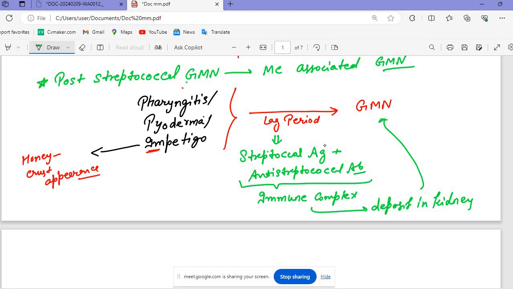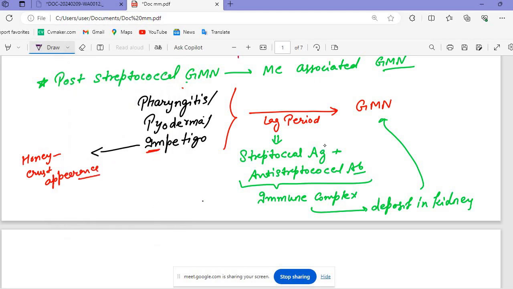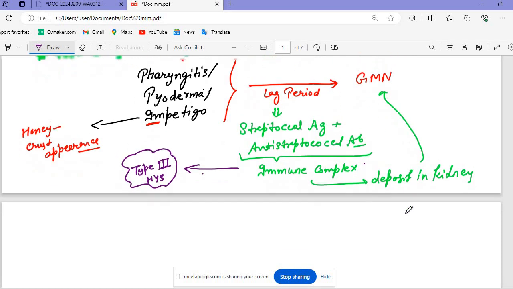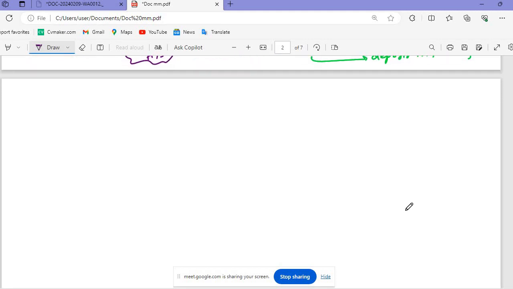Can you tell me which type of hypersensitivity this is? It is immune complex deposition, same like SLE. So this is again type 3 hypersensitivity. This is type 3. Very good, Pragyana. Type 3 hypersensitivity. Now this immune complex will deposit in the kidney and cause glomerulonephritis.